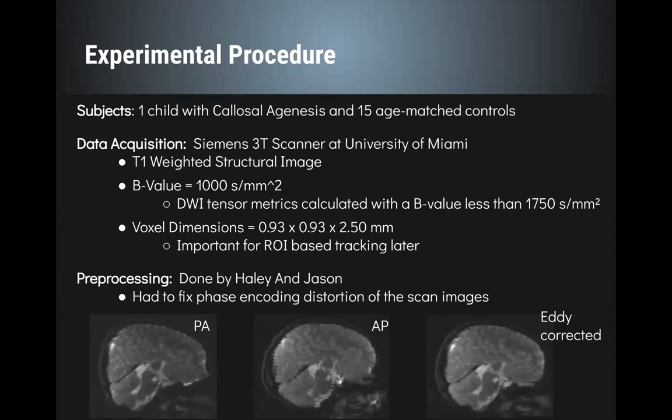And you see that the voxel dimensions aren't exactly spherical. So the height difference made it a little bit difficult for tracking, which we'll explain later as well. And the pre-processing steps were done by Haley and Jason.